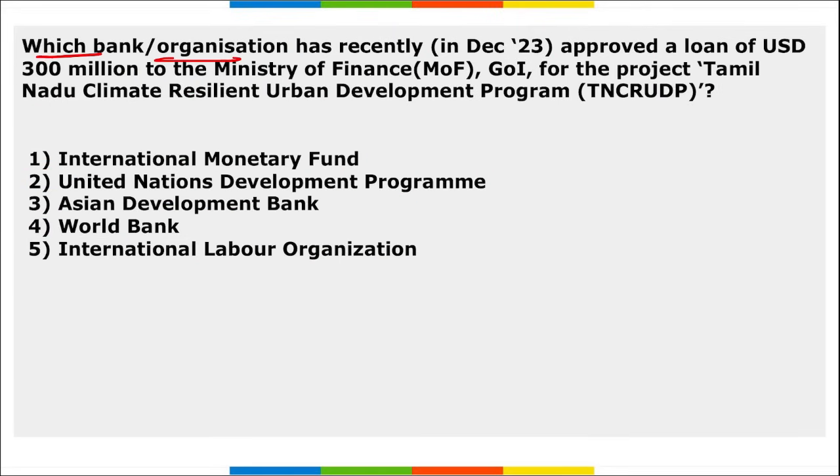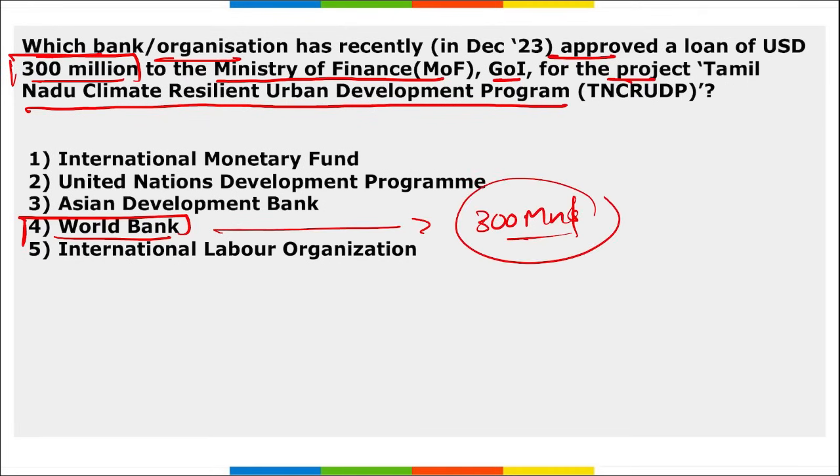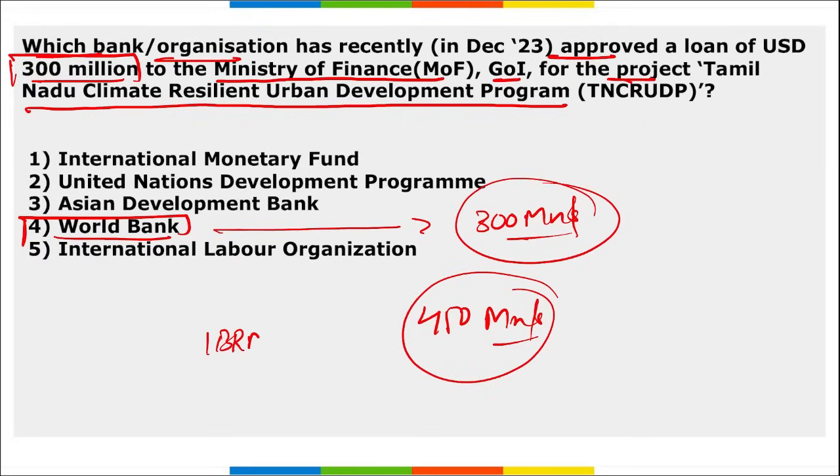Next, which bank or organization recently approved a loan of $300 million to the Ministry of Finance of Government of India for the Tamil Nadu Climate Resilient Urban Development Program? So it is World Bank. They have approved a $300 million loan for the Tamil Nadu Climate Resilient Urban Development Program, right? And remember, the total finance of the program is $450 million. This is the second installment of $300 million that will be given by IBRD, an arm of World Bank.